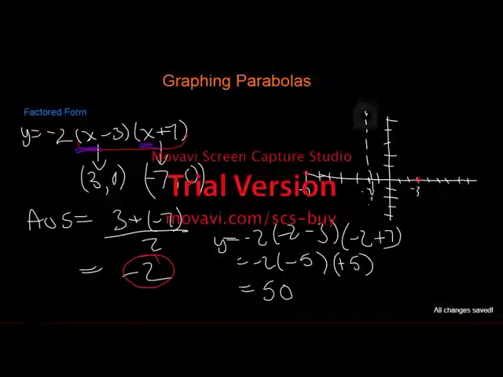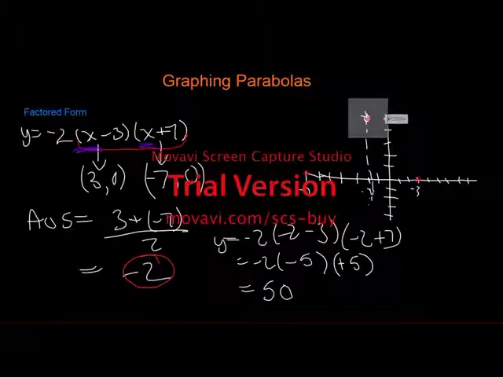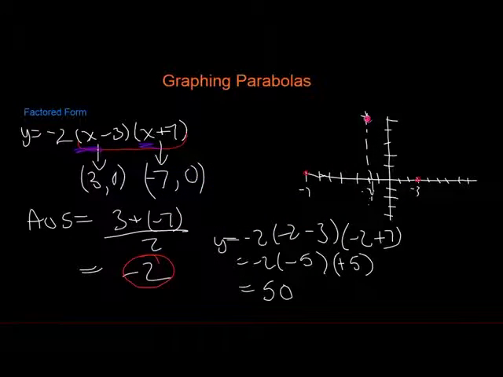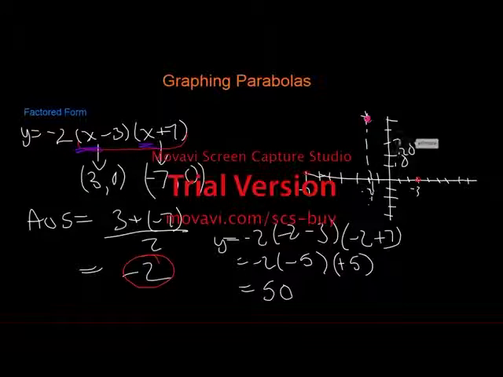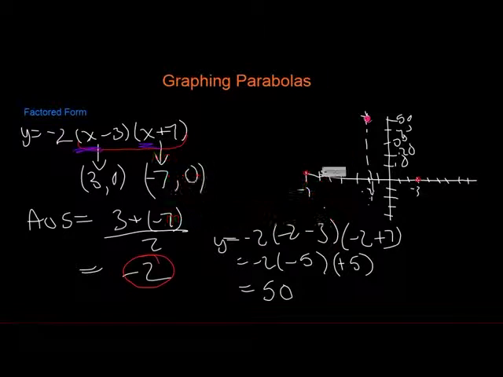Right there. Let's make that a different color. Right there. And now we have the 3 most important lines of this parabola. And now we can basically draw the general shape of the parabola, which is this way.